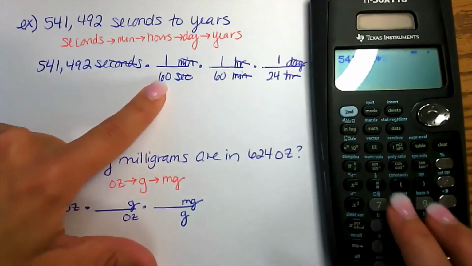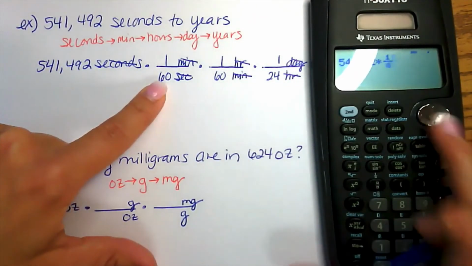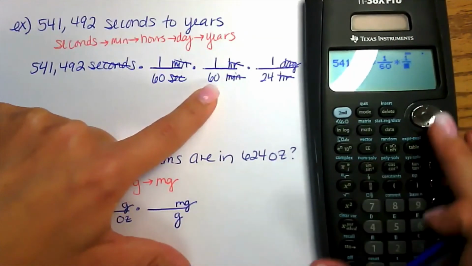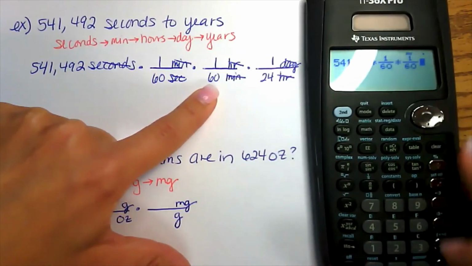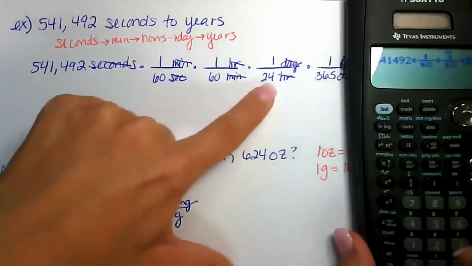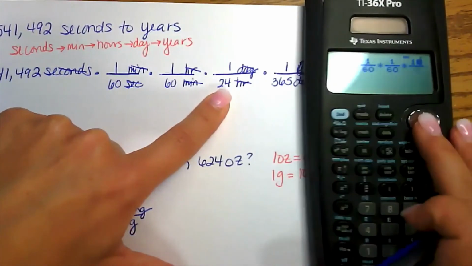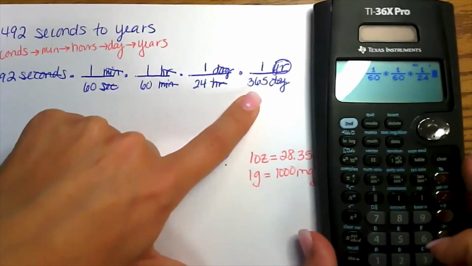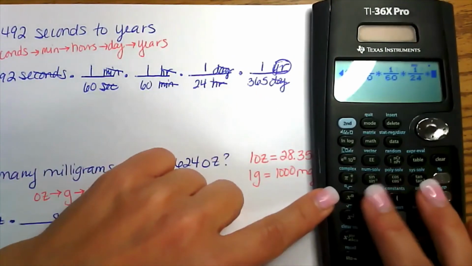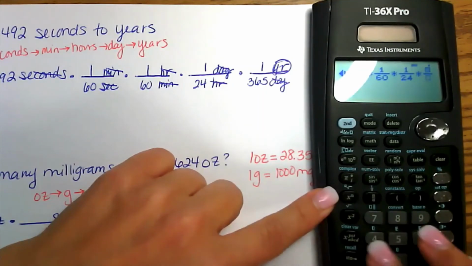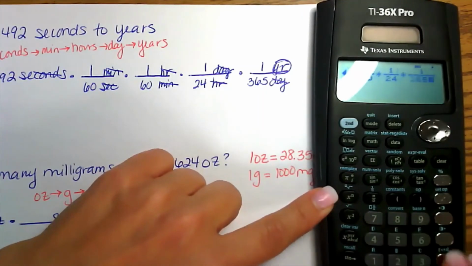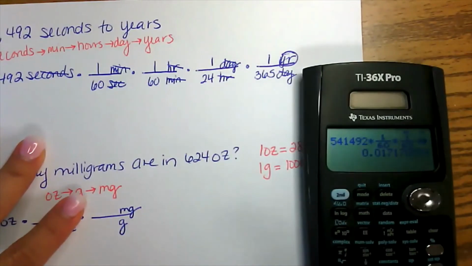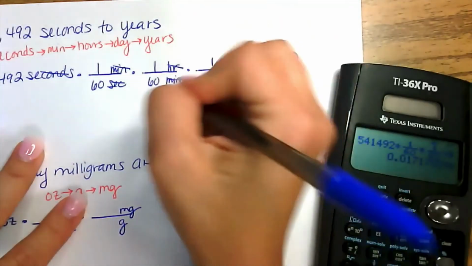Times 1 over 60, times 1 over 60, times 1 over 24, times 1 over 365. Giving me 0.017 years.